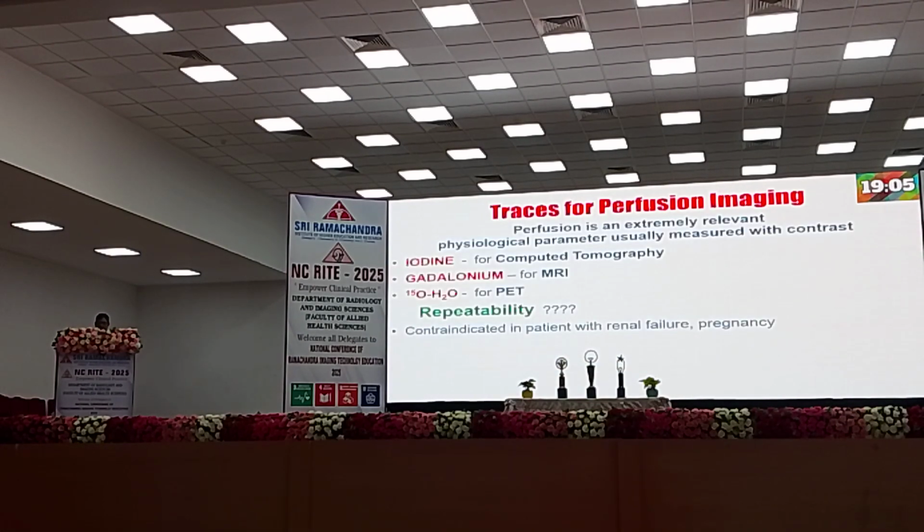The tracers for perfusion imaging: iodine for computed tomography, gadolinium for MRI, O-15 water for PET. These cannot be repeated, and in patients with contraindications, renal failure, or pregnancy, contrast perfusion imaging is not possible. But one thing we can repeat is arterial spin labeling.